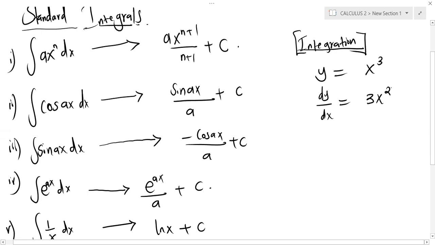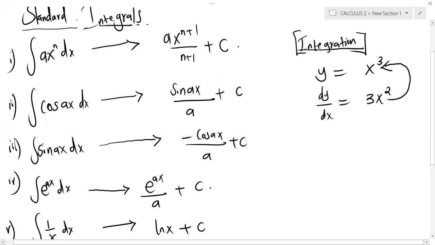So basically, integration is the process of coming back to this function. It's the reverse process of differentiation, coming back from this function to this function here. That's what we call integration.